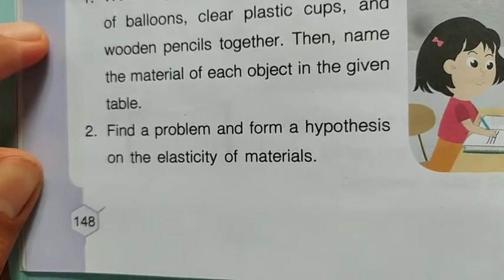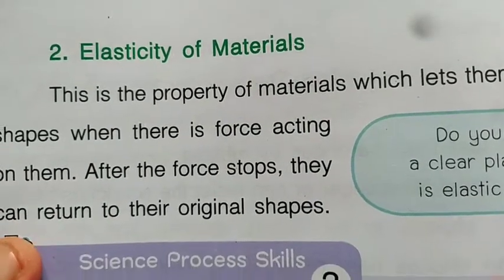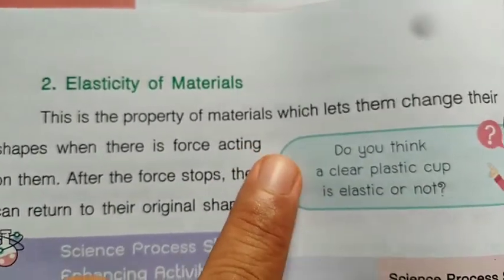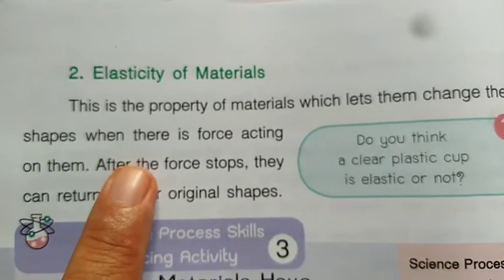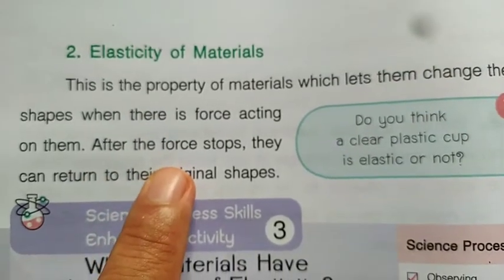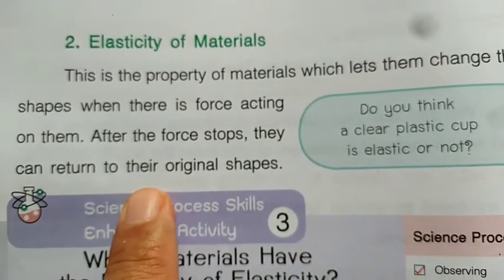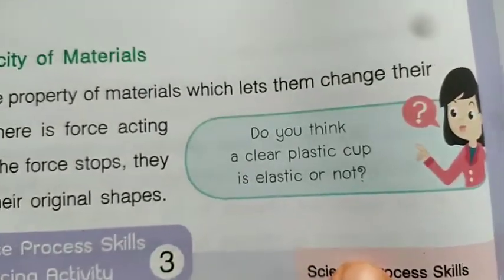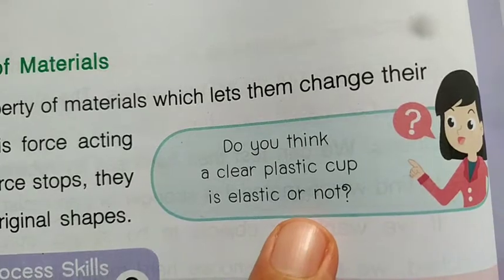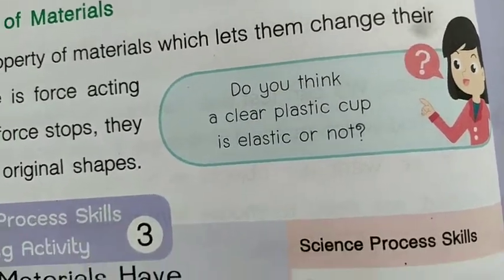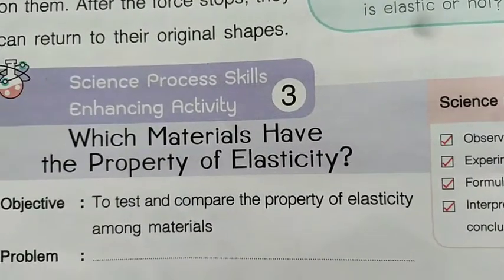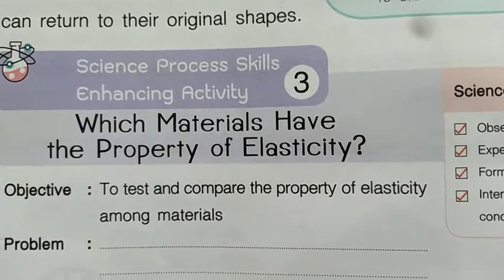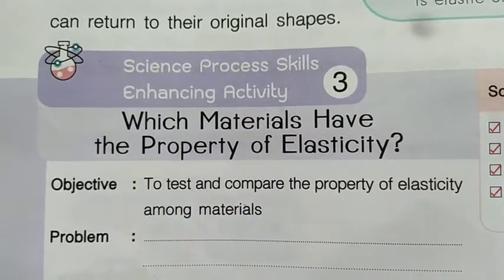I want you to turn your book to page 148 about elasticity of materials. This is the property of materials which lets them change their shapes when there is force acting on them. After the force stops, they can return to their original shapes. Do you think a clear plastic cup is elastic or not? Let us learn something from the science process skills enhancing activity. The question is, which materials have the property of elasticity?